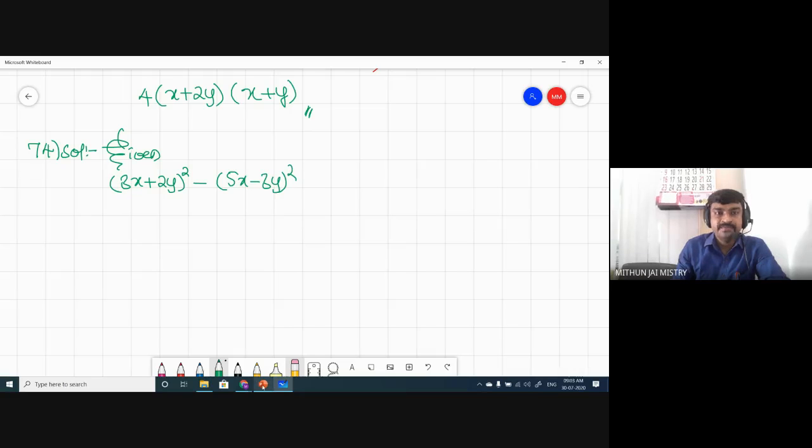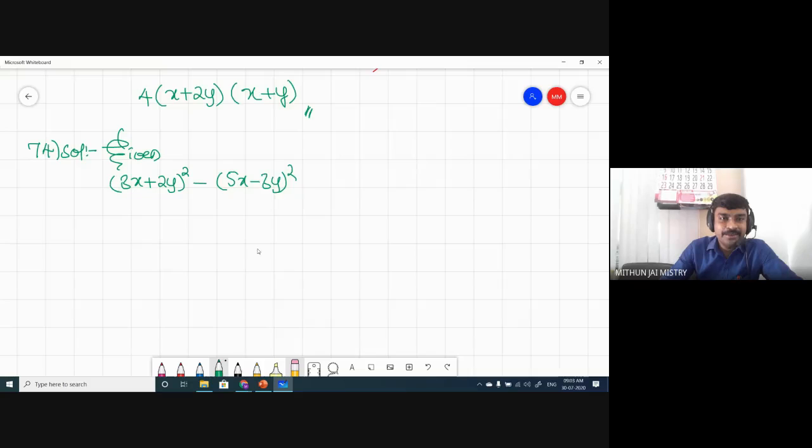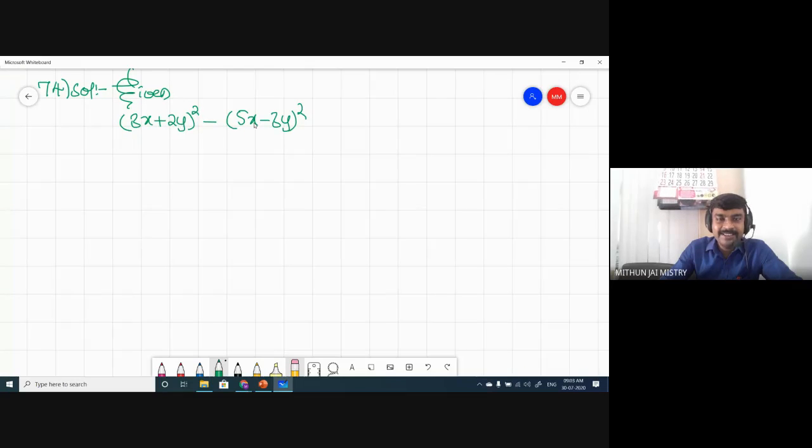Have a look. This is the 74th question: 3x plus 2y whole square minus 5x minus 3y whole square. So here, directly like the 73rd question, the laddu is not given to us. They gave us some maida, besan, some oil, some tawas, some gas stove, and they said that you prepare the laddu and you have it. Understood? Some extra work is given here. That is, we have to first expand this and then further solve to factorize.